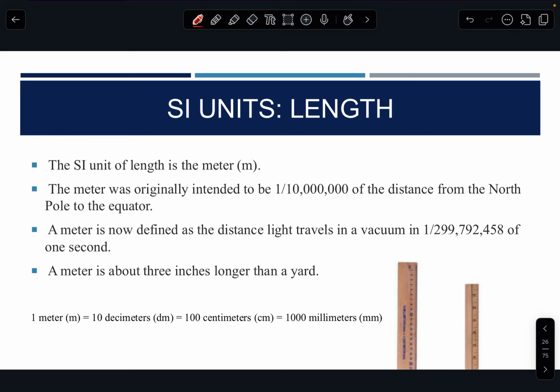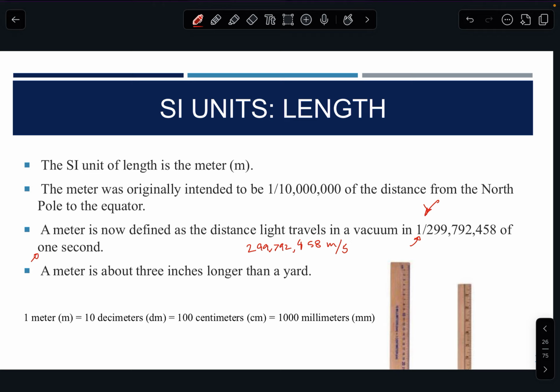So this is calculated by using the speed of light, which is going to be 299,792,458 meters in 1 second. So a fraction of this is going to be 1 meter in a second. So it's about 3 inches longer than a yard, and we've explored meters quite a bit in this class, so I'm going to move on.